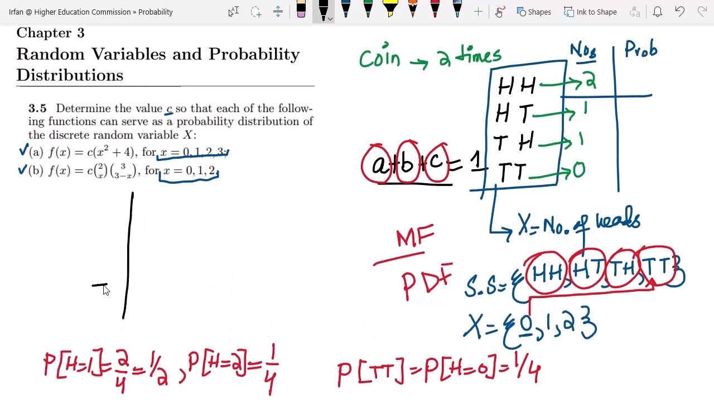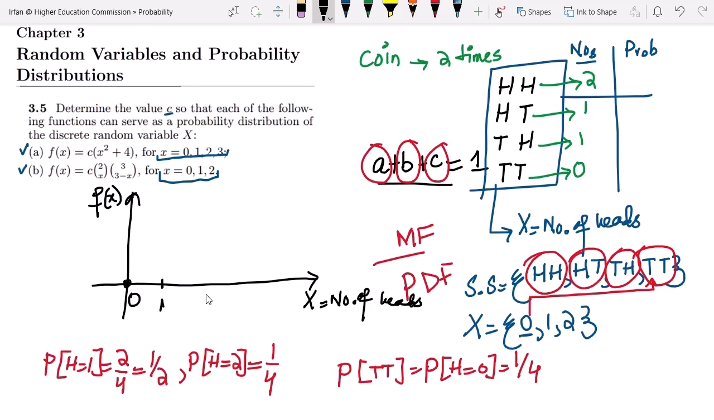This is a random variable x, which is basically the number of heads. Okay, and this is f of x, which shows the number of heads. So I can have here 0 number of heads, or I can also have 1 head or 2 heads. Okay, so let me draw them here.